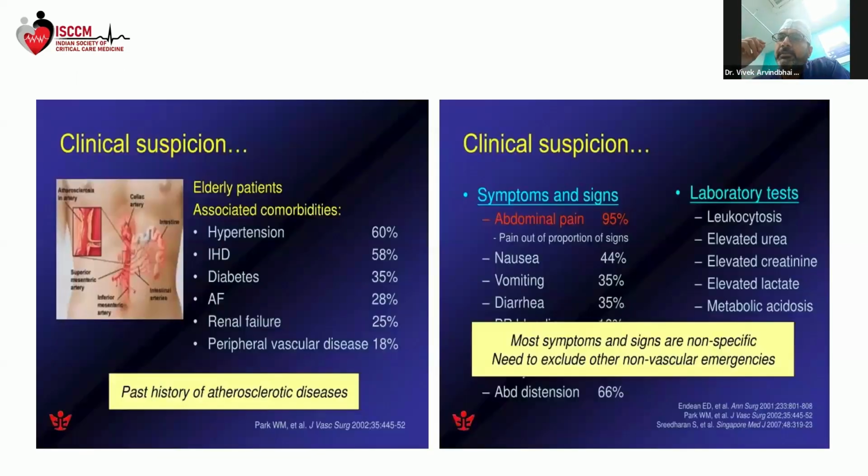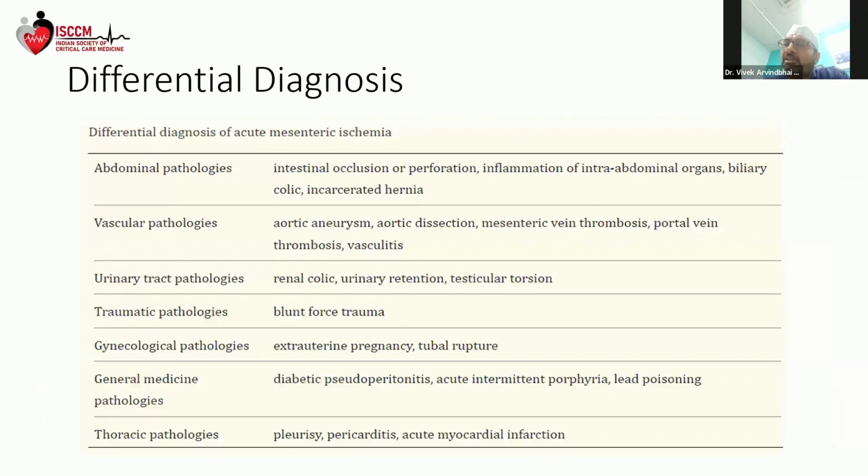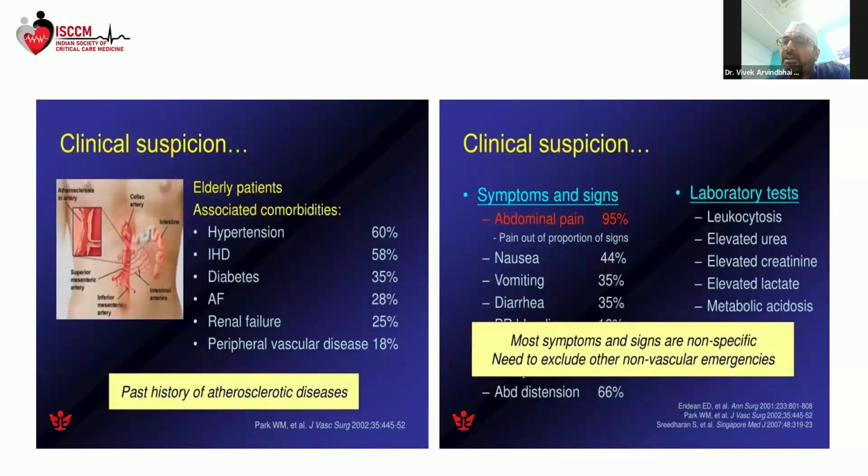Yeah. So now, clinical suspicion. As has been mentioned, patients with multiple comorbidities like hypertension, IHD, diabetes, atrial fibrillation, renal failure, and a past history of atherosclerotic disease. These are very important things in the history by which you can suspect mesenteric ischemia, along with the signs and symptoms mentioned in the other image, like classical abdominal pain. In 95% of mesenteric ischemia patients there are symptoms like abdominal pain, nausea, vomiting, diarrhea and so on. The laboratory tests are suggestive of leukocytosis, elevated lactate with metabolic acidosis. Most symptoms and signs are non-specific, and other causes need to be excluded. So you have to put all these things together, right? Along with the history, clinical examination and laboratory findings. Next.